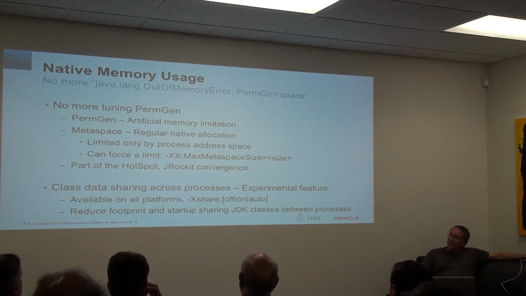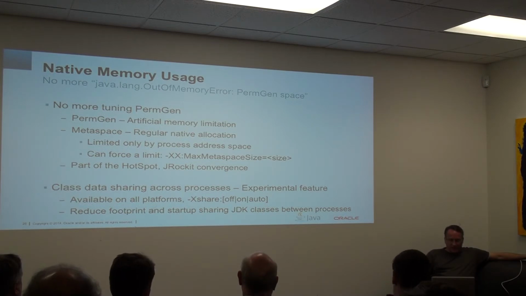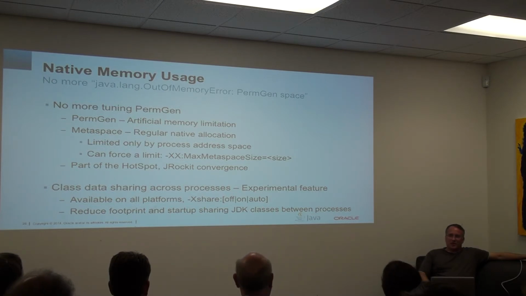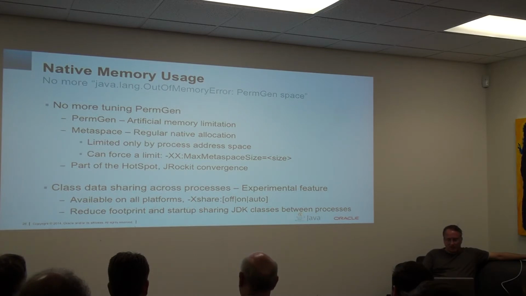Another interesting experimental feature, I thought, is class data sharing across processes. The idea is if you're trying to run Java-based applications in a cloud environment, now they can share some of the same code, things like JIT code potentially as well. That'll reduce the memory footprint, for example, if you have multiple JDKs on the same system. Again, it's experimental.